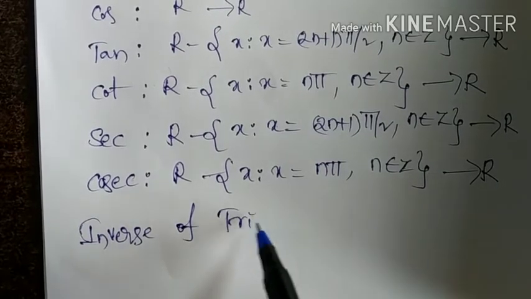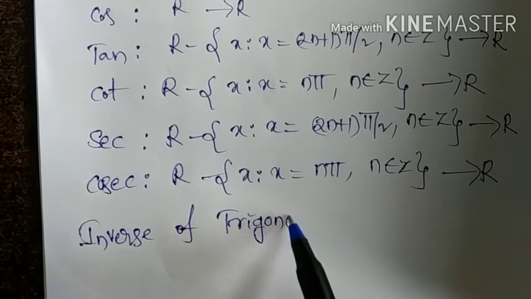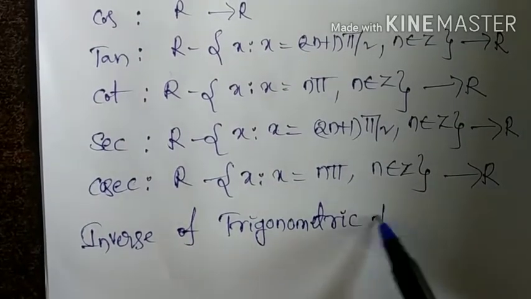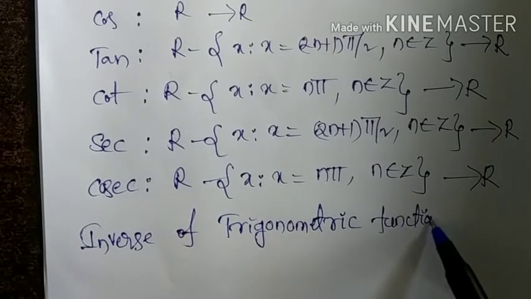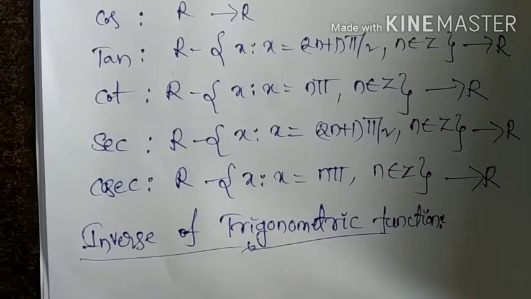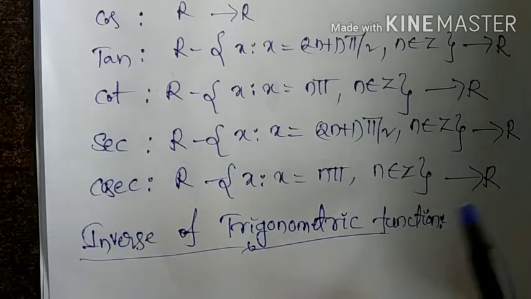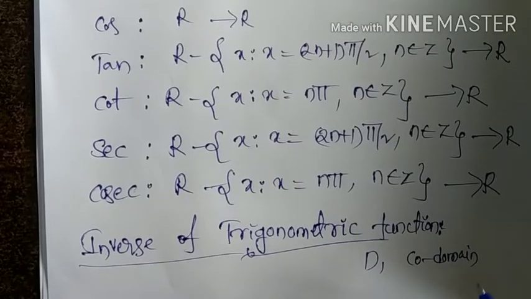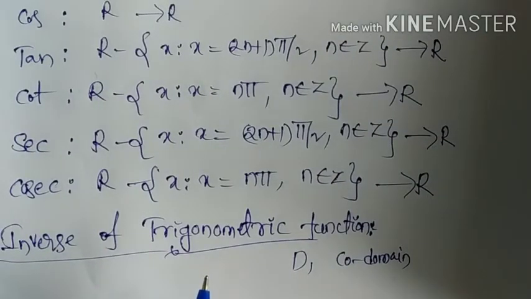Inverse of trigonometric functions. So here you need to know one point. All the trigonometric functions repeat their values after fixed intervals, so that's why those are neither one-one nor onto. If we change the domain and codomain, then those functions will be bijective functions. Then we can easily find the inverse of the given trigonometric function.